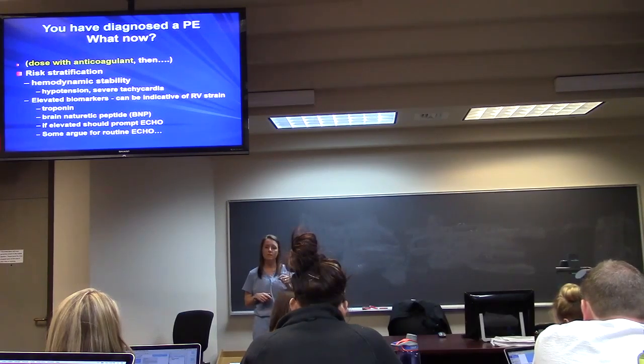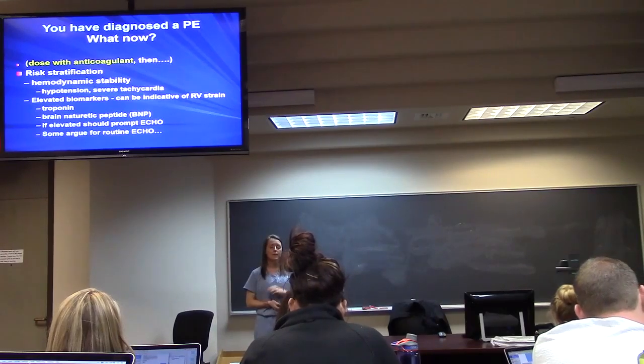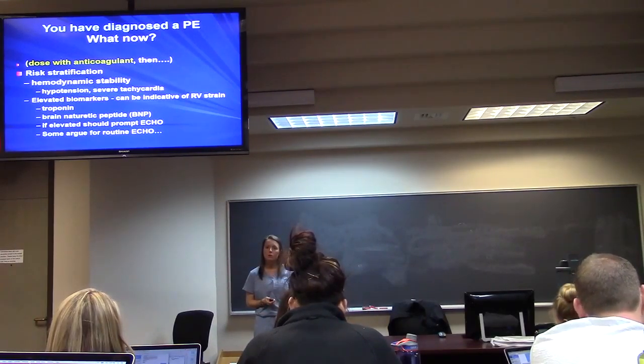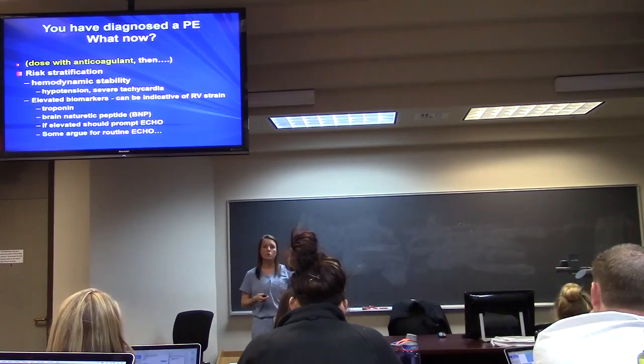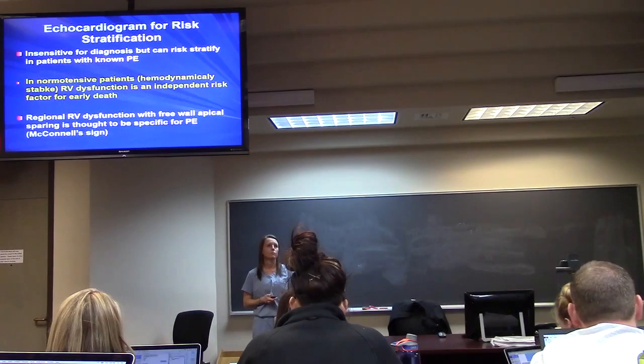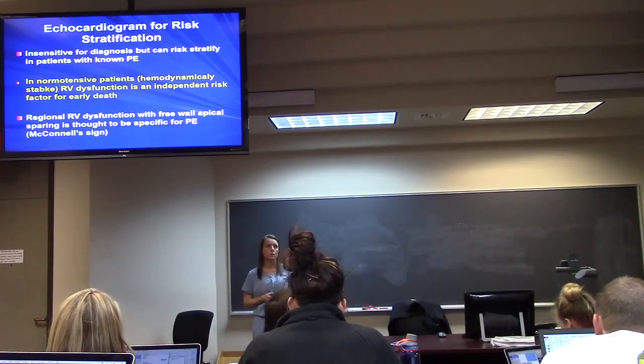So you don't always have to get an echo on every PE, but if you have a PE and you check these biomarkers of your brain natriuretic peptide and troponin, and they're elevated, you need to get an echo. Or if it's a big clot, if you've got a big main pulmonary artery clot, you should probably get an echo and make sure. If it's a little subsegmental PE down in the periphery, they look like they're doing okay, you check a BNP and a troponin and it's normal, you don't necessarily need an echo. And this is all inpatient. You wouldn't be doing this work as an outpatient.